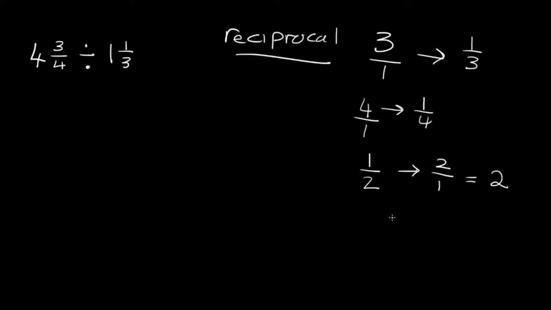Right. So what's the reciprocal of 1 1/3? Well, don't you think it will be useful if you can turn that into an improper fraction first? So what's the improper fraction of 1 1/3? 3 times 1 is 3, plus 1 is 4 over 3. So the reciprocal of 4 over 3 is 3 over 4. Okay, good.